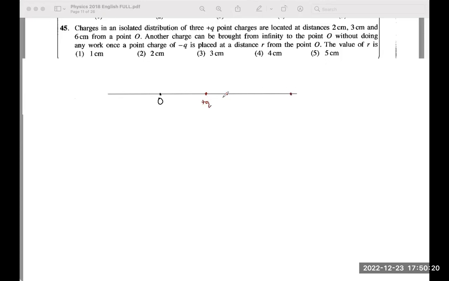So all are plus q, plus q, plus q. And this gap is 2 centimeters. This gap is 3 centimeters. And this gap is 6 centimeters.